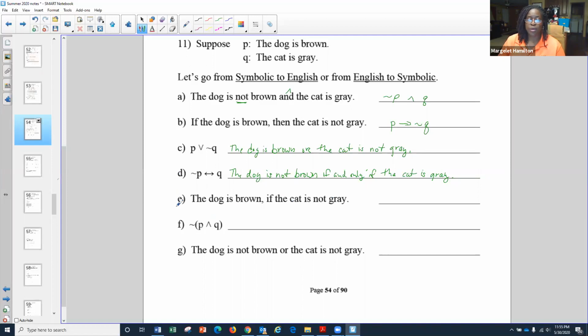Now watch this here now. Put a star by this problem. Why? Look at the order. It says the dog is brown if the cat is not gray. If they have the word if in your problem, that means this is a conditional statement. But they put the if second. That means we have to change the order, because we know with a conditional statement the if should come first, even though it's written second in the problem. You can change the order, and you have to.